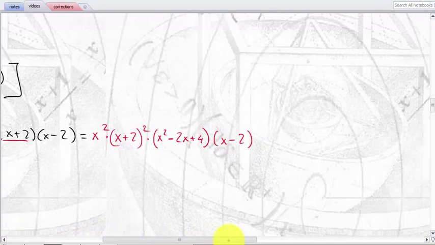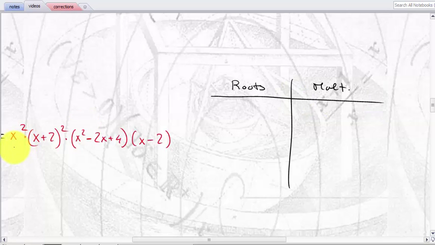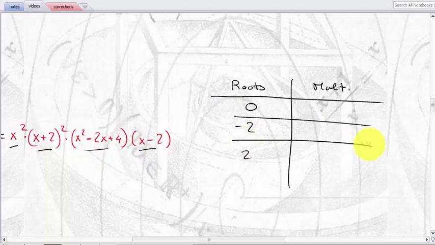So now let's answer the question, right? The question was, what are the zeros and their multiplicities? So here, let's write roots and multiplicity right here. So what are the roots? We have 0, we have negative 2, we have, well, these are complex roots, and we have 2, only 3 real roots, and their multiplicity, 0 is 2, negative 2 is 2, and at 2 I have 1, okay?